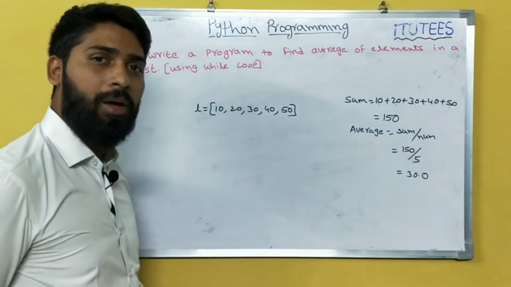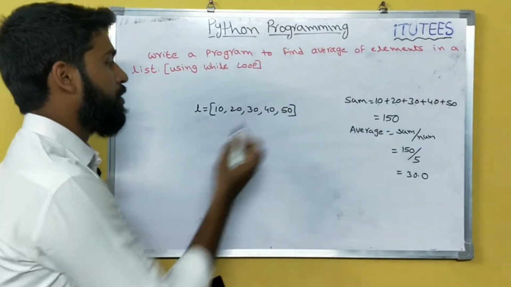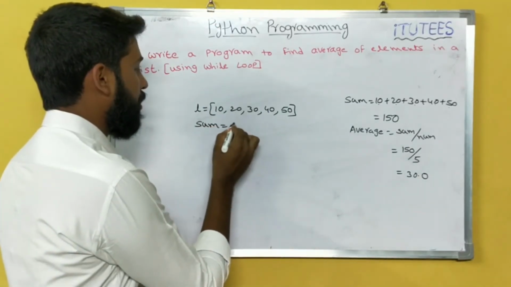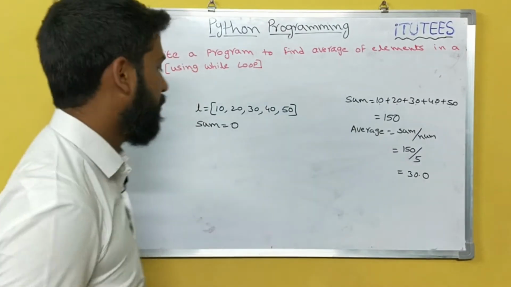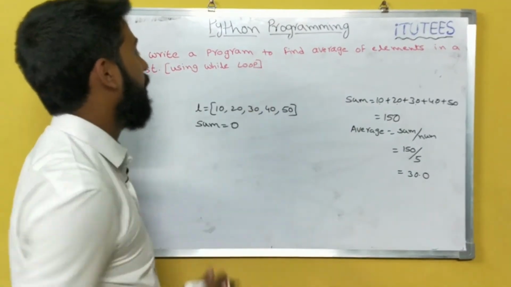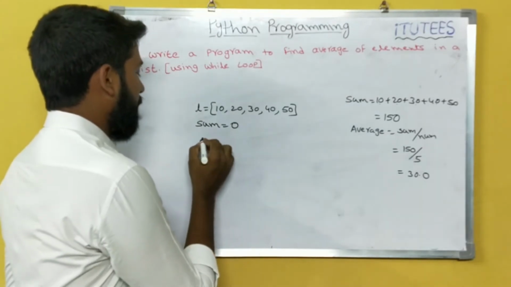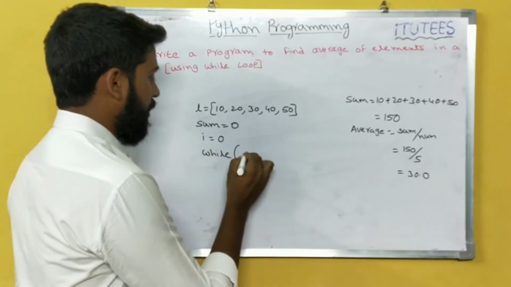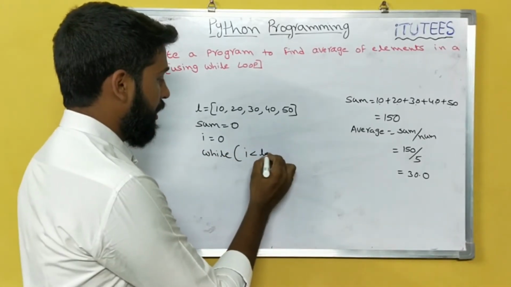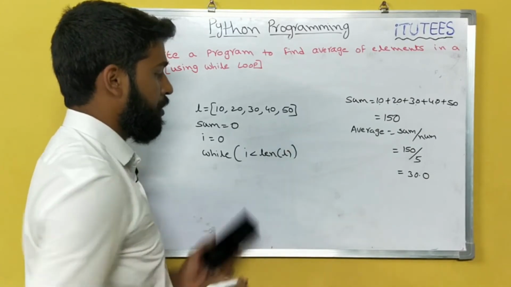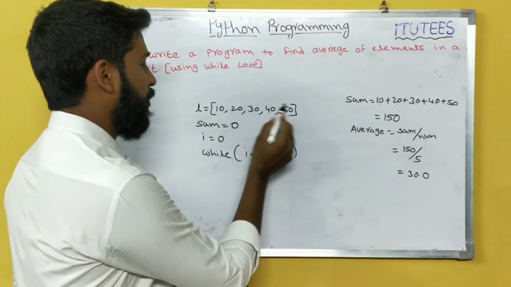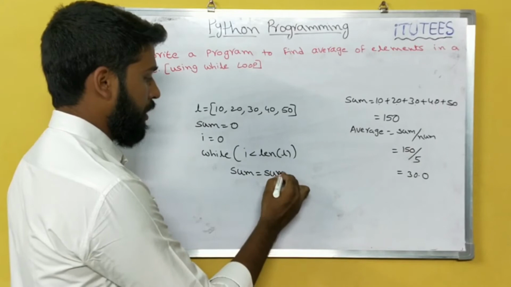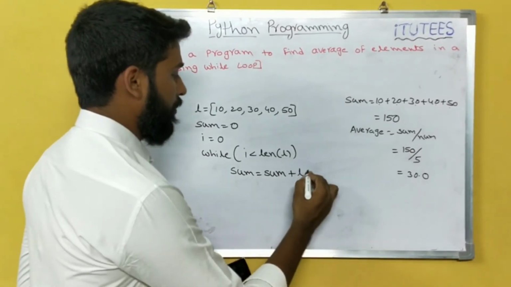So how can we find the sum and average? Now we can solve this with a Python program. L equals, we are taking one list. Next I am initializing sum. Sum equals 0, the initial value is 0. After that, we can write with the help of a while loop. I equals 0, while I less than length of L. What is the length of L here? 1, 2, 3, 4, 5. And sum equals sum plus L of I.